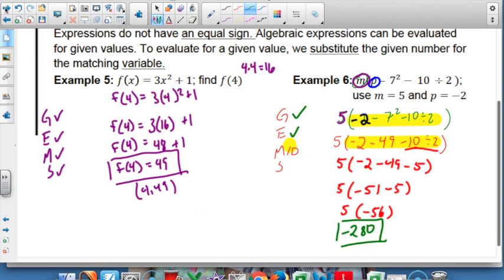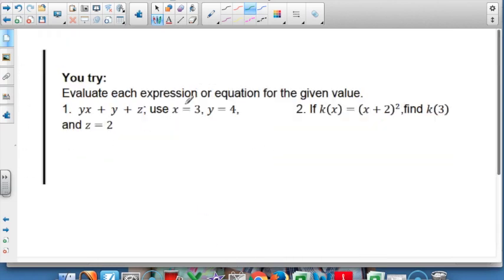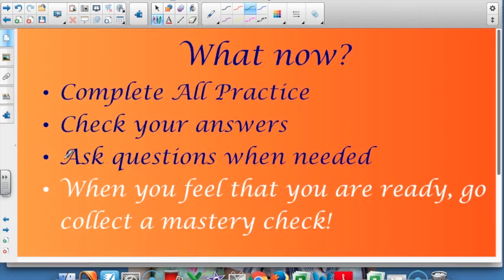All right, it is time for you to try a couple of problems. Once you finish these problems, hopefully yours won't be as difficult as mine were, but once you finish them, check your answers, and then you are ready to start working on your practice.